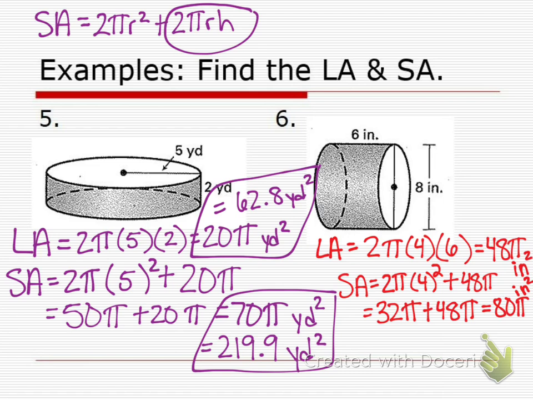Anybody do that? 251.3 inches squared. Questions, concerns? Okay, that's it for today's note.